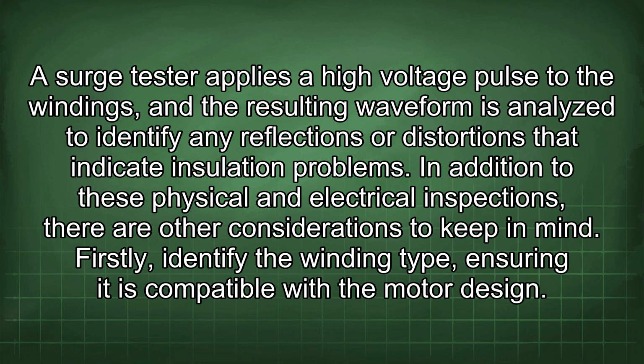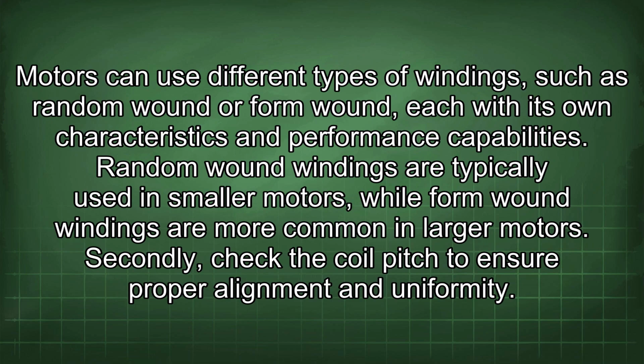In addition to these physical and electrical inspections, there are other considerations to keep in mind. Firstly, identify the winding type, ensuring it is compatible with the motor design. Motors can use different types of windings, such as random wound or form wound, each with its own characteristics and performance capabilities. Random wound windings are typically used in smaller motors, while form wound windings are more common in larger motors.